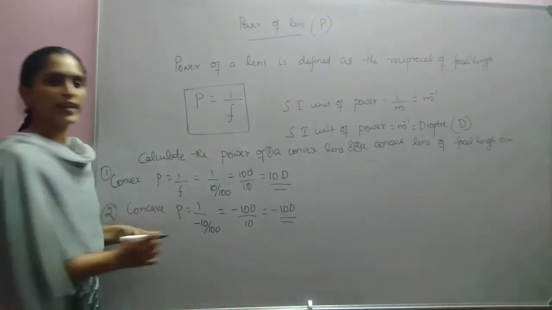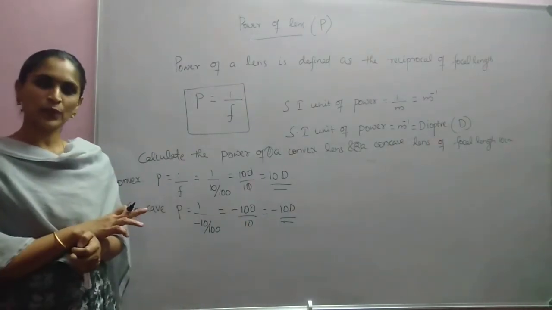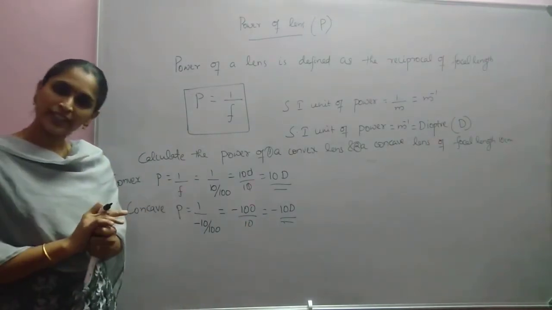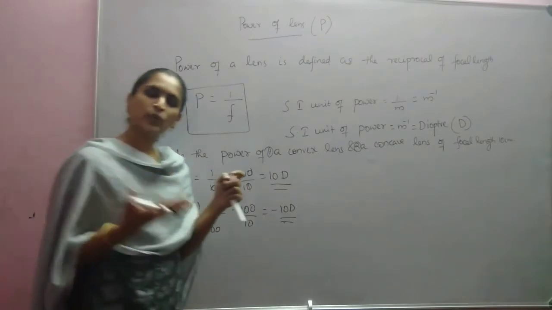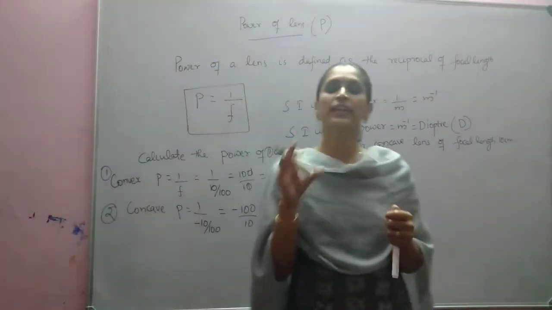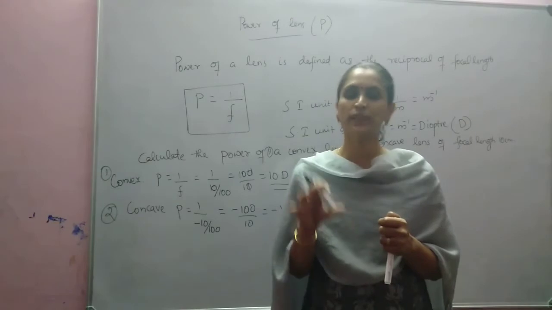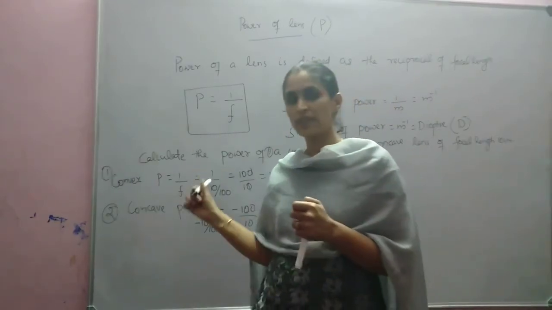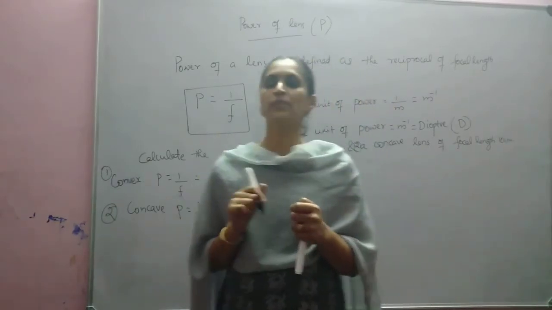So in the case of a convex lens, power is positive. In the case of a concave lens, power is negative. Sometimes in problems they will give converging lens and diverging lens. Converging lens means it is a convex lens, so power will be positive and focal length will be positive.